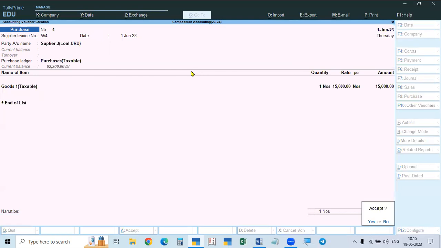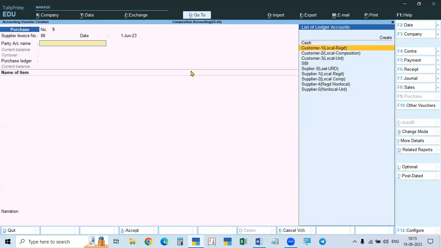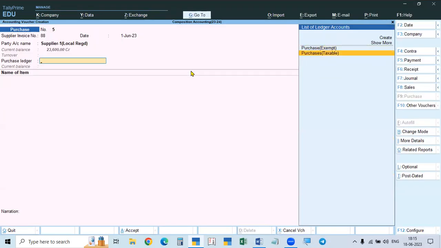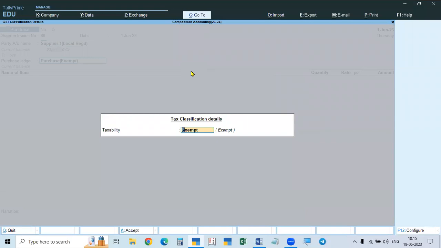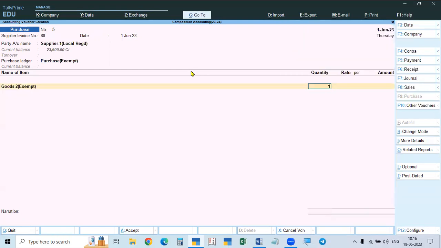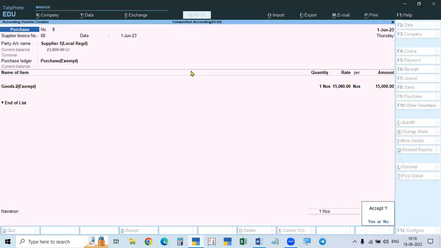Okay, in the case of another one, we will take up supplier local registered. Even in this case, the goods are not taxable, they are exempt goods, so it automatically comes as exempt. You have to take goods exempt, one item, 15,000. Here it is exempted goods, so there will be no tax. Even in local, even if we take CGST, it will not calculate. So this is how we have to enter the purchase.